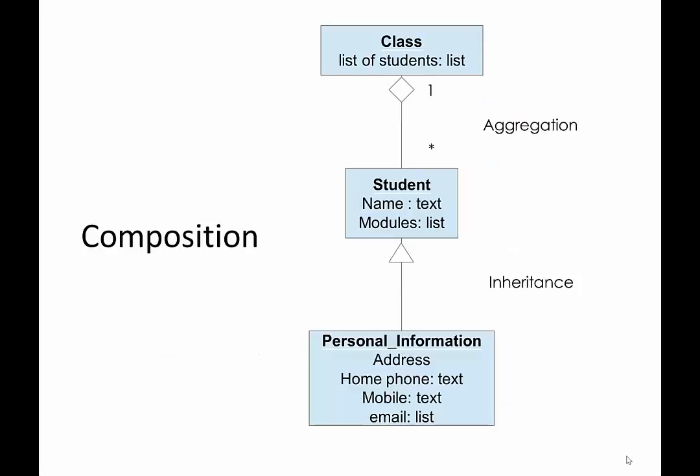So we get this kind of example. Now we've got a student inheriting the personal information. Also, the students are aggregated into a class: a student list of classes, one list of classes, many students, and it's an aggregation relationship. So we're starting to build up this object diagram of the relationship between students and attributes.